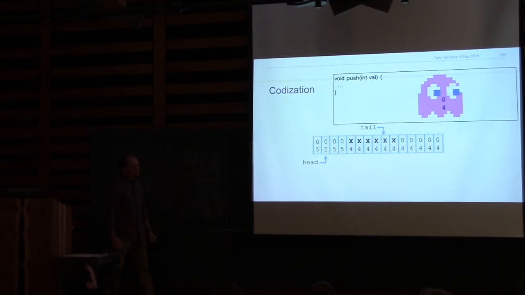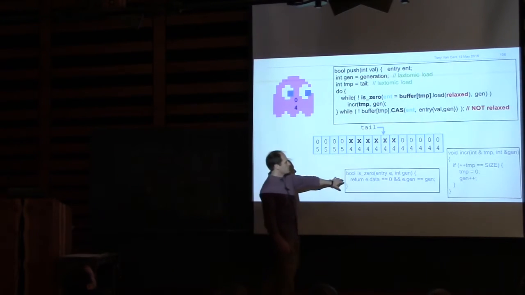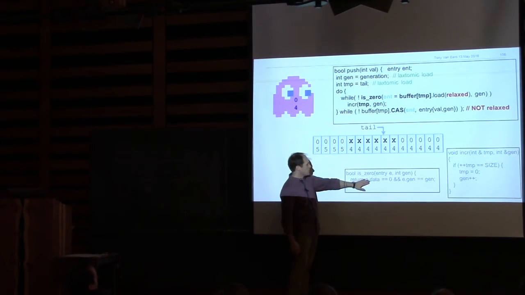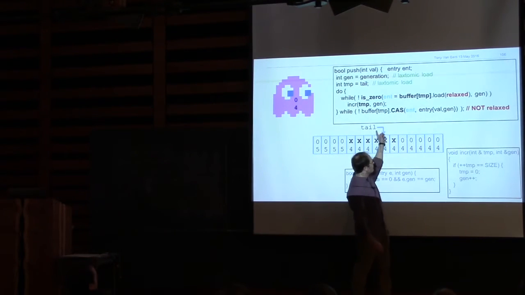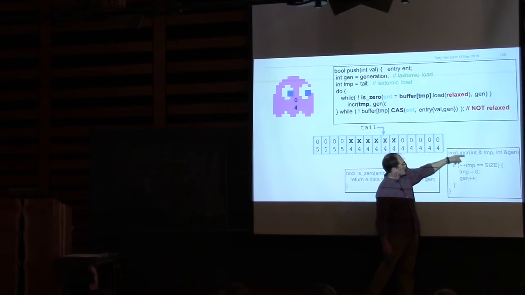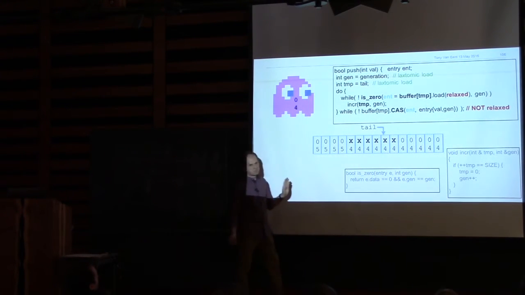So let's do push. Pac-Man eats the data, Pinky pushes the data. So just bam, I'm not going to go step at a time. There's the function. The simple functions here, just like, is the data zero? It has to be, is the data zero of the correct generation? When the pointer gets to the end, it's going to go back to zero, but increment the generation count. Very simple stuff.